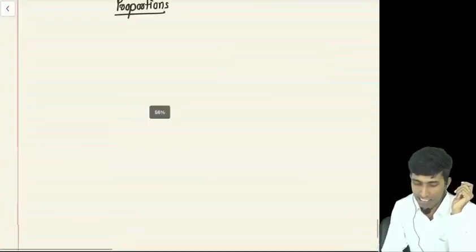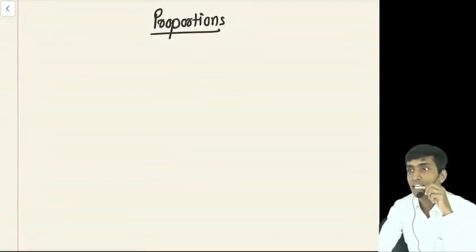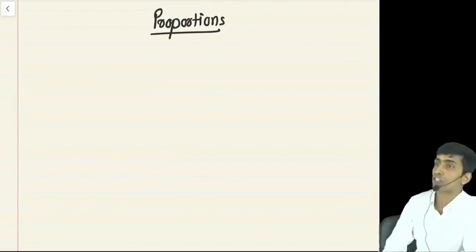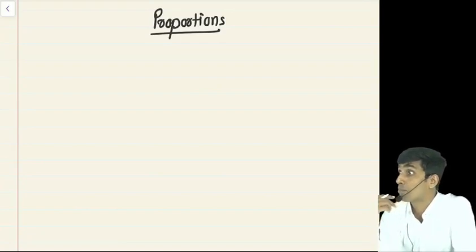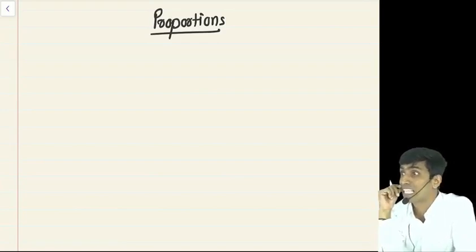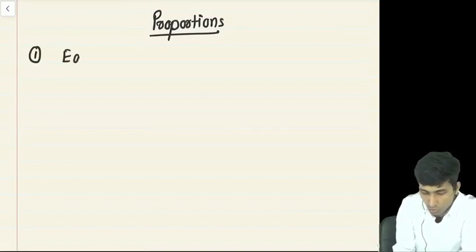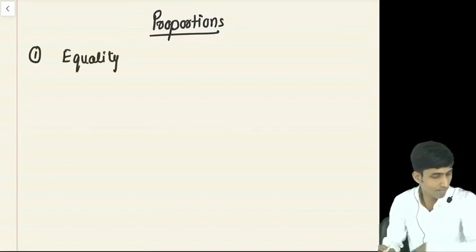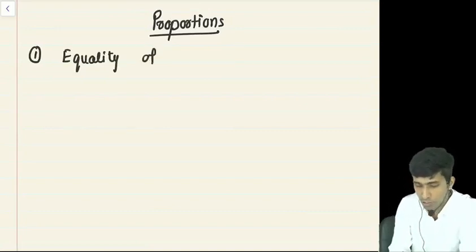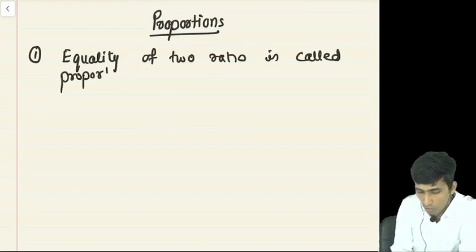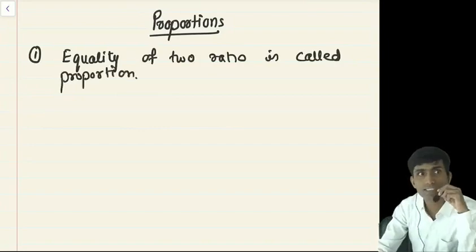Please, can I have silence in the class? When things are called proportion, when the ratios are equal, we say they are in proportion. First point: equality of two ratios. Equality of two ratios is called proportion.